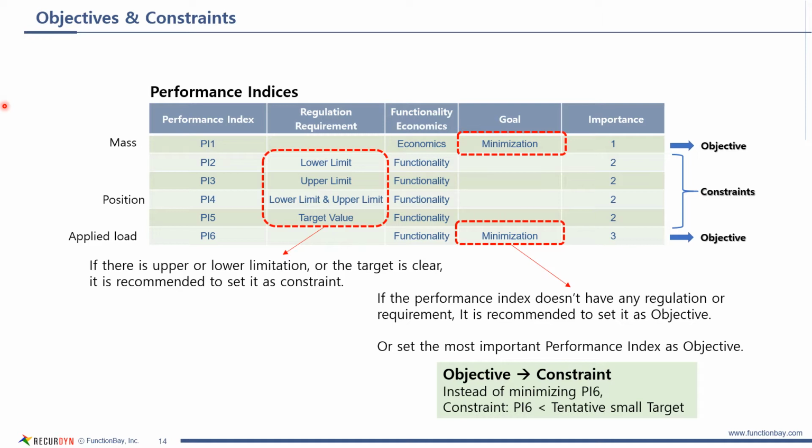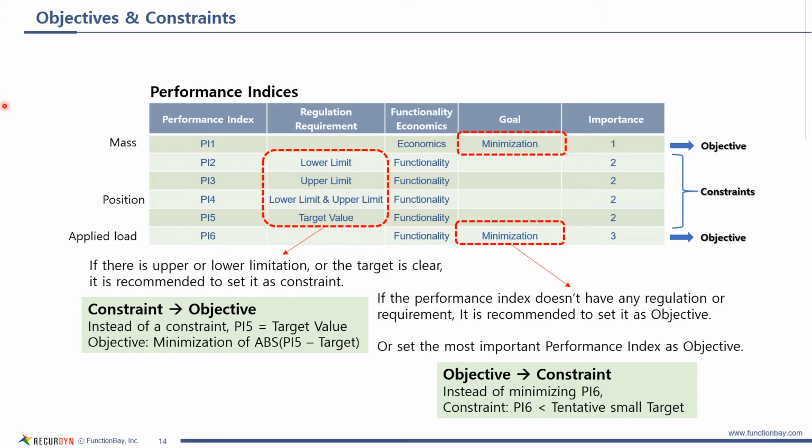It is possible to change the constraints to the objective also. If there is a constraint that has a specific target value, it is possible to set it as an objective to minimize the difference between the performance index and the target value.